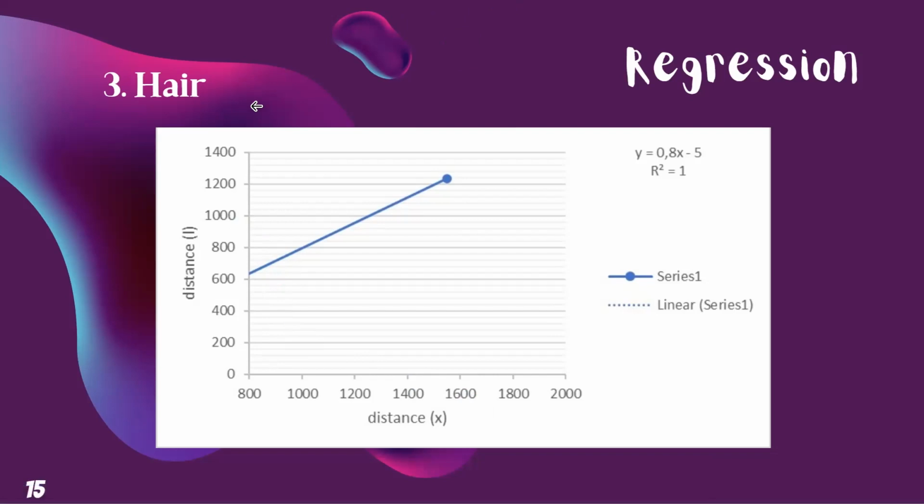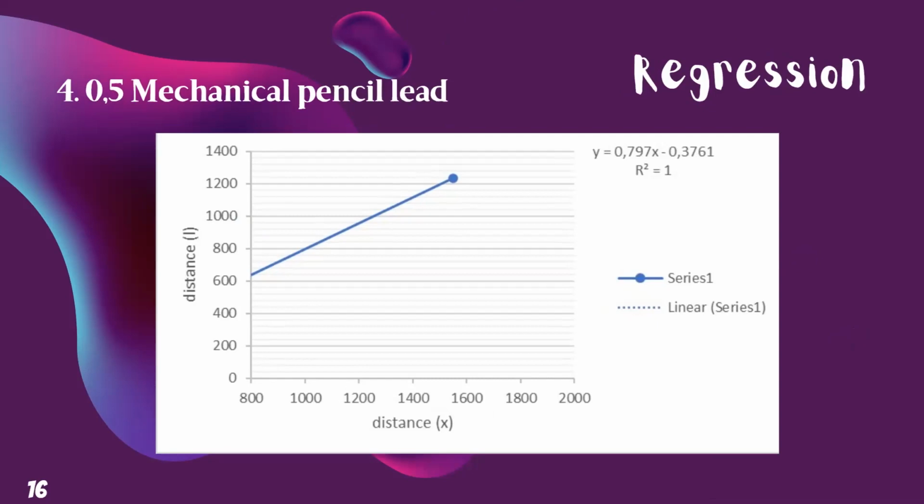Next, please. And this is the mechanical pencil lead. The diameter is 0.797, and the R squared is 1, which also shows that this is linear from the distance.